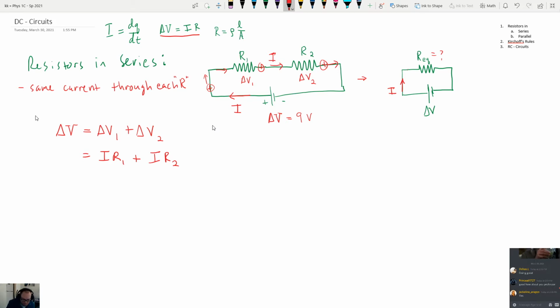I R equivalent. Yeah, that's right. So this potential difference, delta V over here, from this picture, has to be equal to, well, Ohm's law, I times R_EQ, exactly as Cam just said.